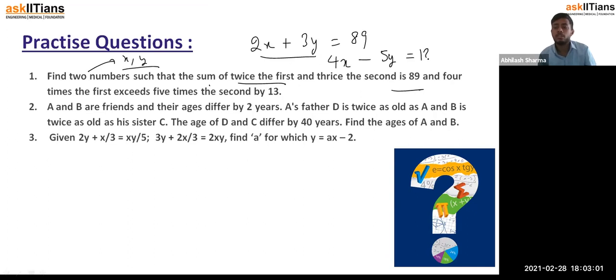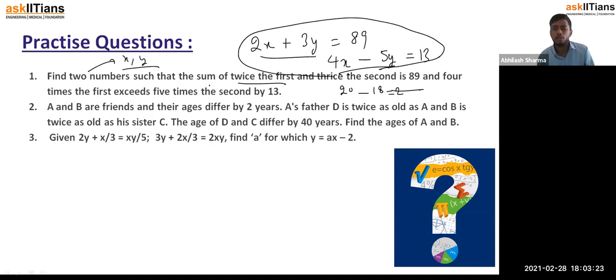For example, if I ask you 20 exceeds 18 by how much? Obviously 2. Exceeds means more by how much. So 20 is obviously 2 more than 18, right? So it exceeds this number by 13. Okay, so these two equations we have found.